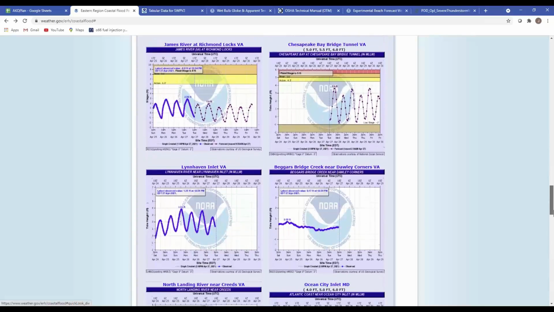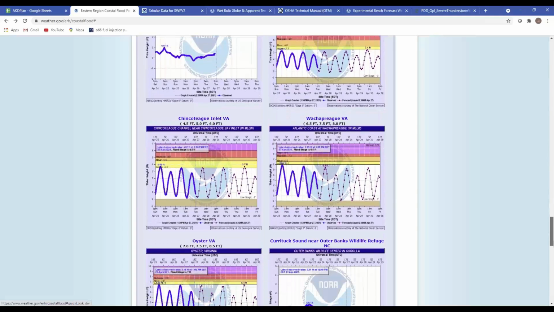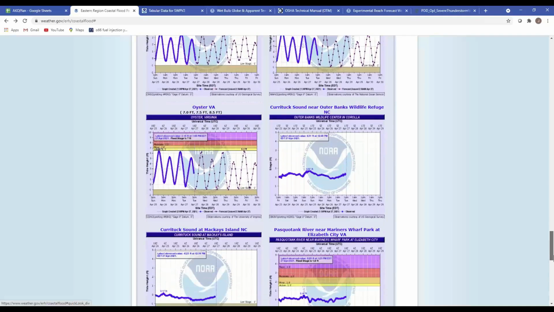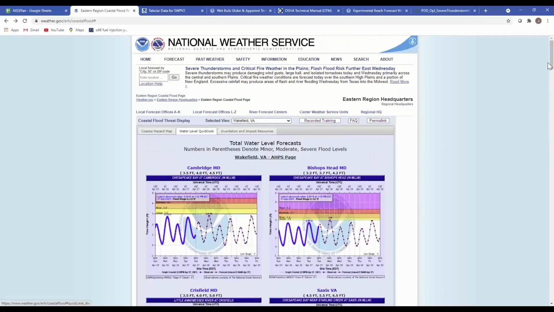It's nice that it's a one-stop shop for you to go through and see all of the tide gauges. And it really goes from north to south, starts in the bay and then goes out along the coast. So that's what we call our water level quick look. That way you're not having to click on all these different sites and mouse over. You can just scroll right through and see everything at one time.